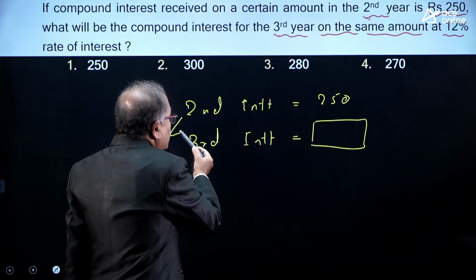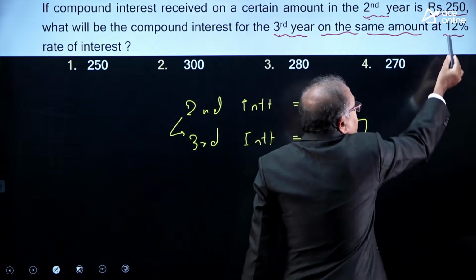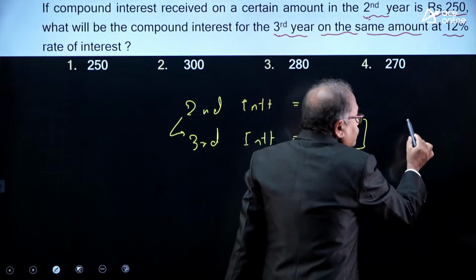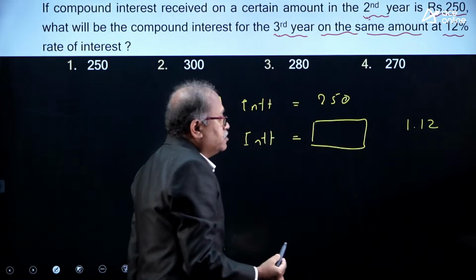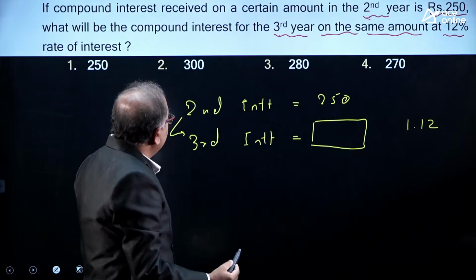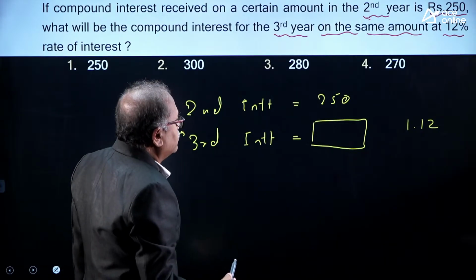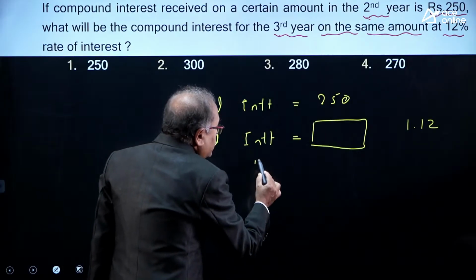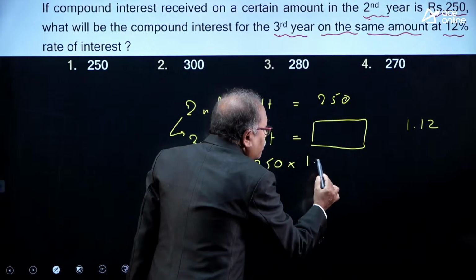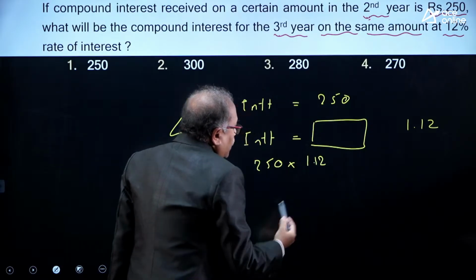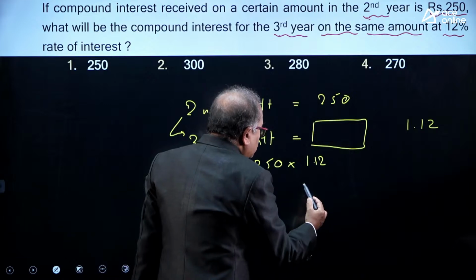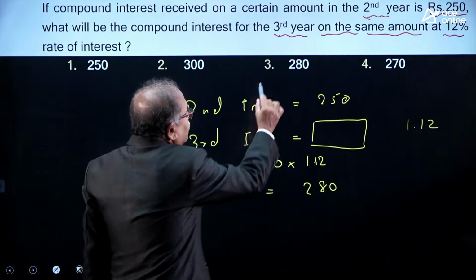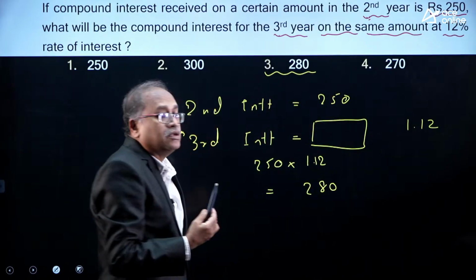So, for 1 year I will apply the rate of interest, which is 12%. Therefore, if this is 100 plus 12, that is 112%, which I will write as 1.12. Am I right here, for the second year and third year? Okay, that's right. So, what will I get over here? That is 250 into 1.12, and finally you are getting this product as 280. So, do we have option 280? Yes, option choice 3, 280.